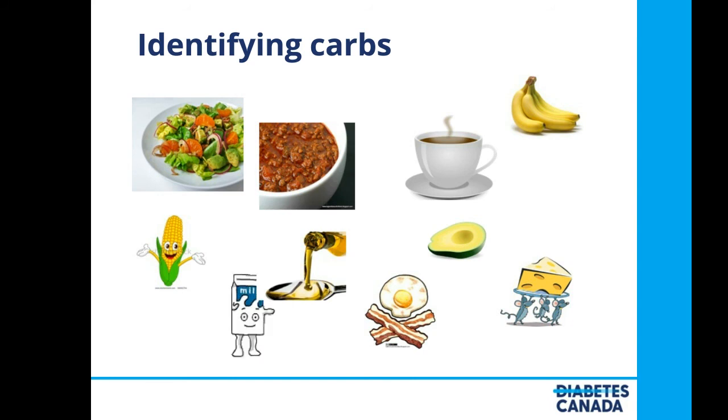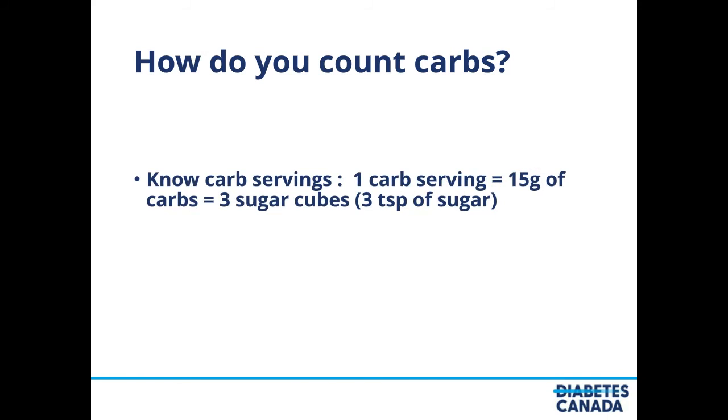How do we count carbs? Well, first off, we looked at being able to identify carbs. So if you have a meal in front of you, you've got to be able to discern what has carbohydrate and what doesn't. The next step is knowing what fits into a carb serving. So we count carbs in either serving sizes, carb choices, or grams of carbs. One carb serving or one carb choice is equivalent to 15 grams of carbohydrate, which, if you want to visualize that, I'm a very visual person, is 3 sugar cubes or 3 teaspoons of sugar.